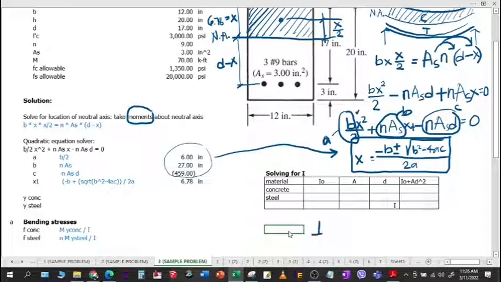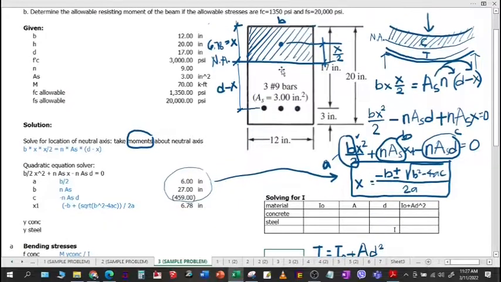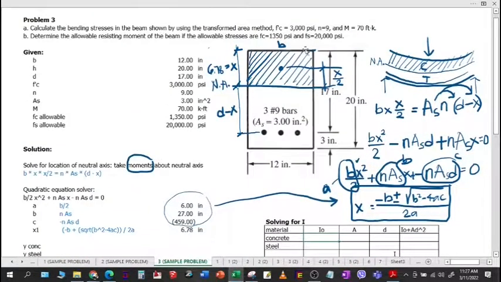Now, we know that for I for the entire section, we use the transfer formula for I, wherein I_G or I is equal to I_0 plus A d squared, where d is the distance between the neutral axis and the centroid of that particular area. And we have two areas here, area for concrete and area for steel. So let's account first for concrete.